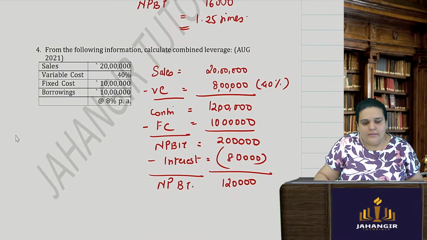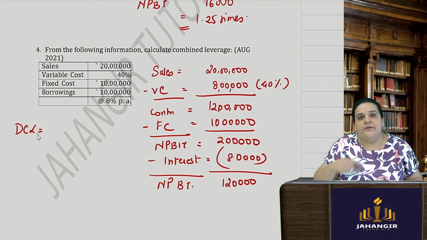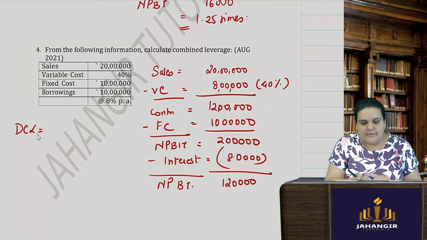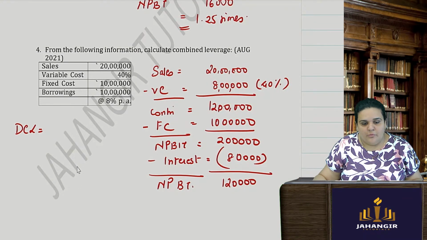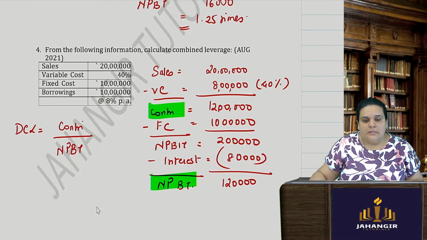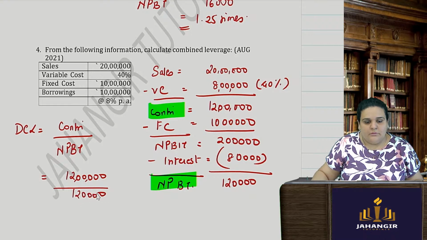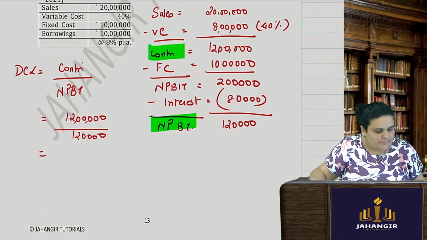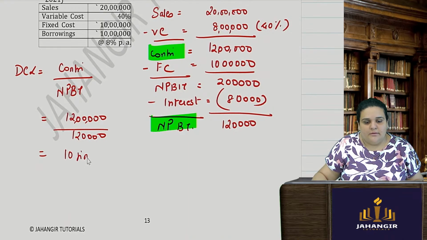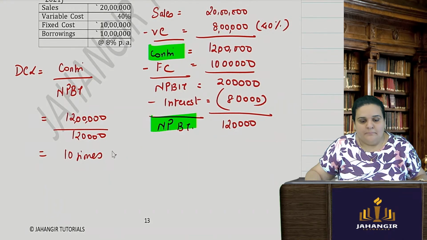NPBT. Degree of combined leverage. Generally, it is the product of operating and financial. Otherwise, also I have told you all what is the formula. It is contribution upon NPBT. Okay, so contribution is 12 lakhs. NPBT is 1,20,000. Degree of combined leverage is nothing but 10 times. Is the answer.